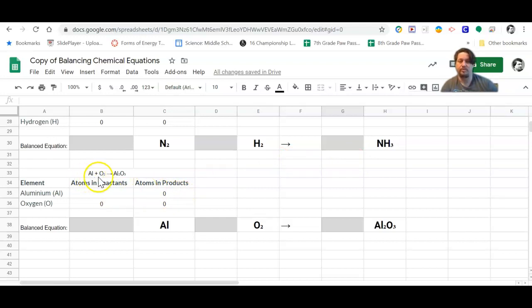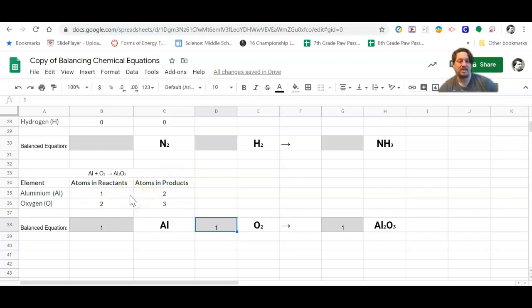We start off with aluminum plus oxygen equals dialuminum trioxide. So aluminum. We're going to start with a 1 here, start with 1 here, and see what we've got. So we have 1 aluminum, and we have 1 here. We have 1 in all 3 of them. 1 aluminum, 2 in the product. 2 oxygen, 3 in the product. That makes things complicated.